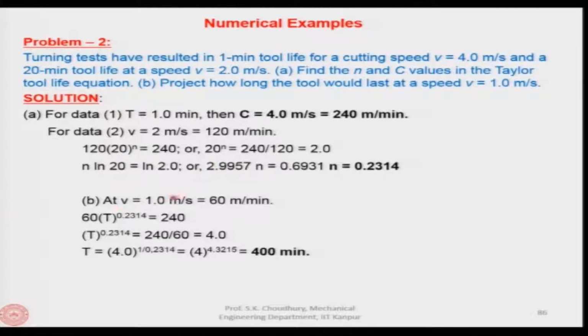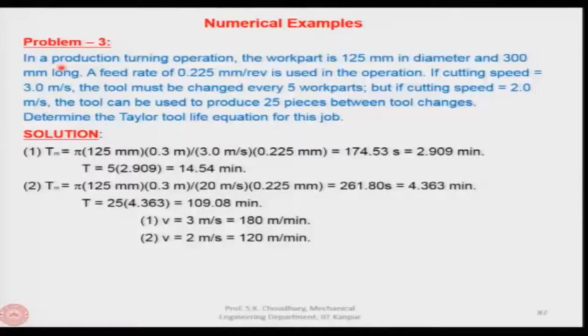So, at V is equal to 1 meter per second, which is 60 meter per minute, because in V t to the power n is equal to c, velocity is given in meter per minute and tool life is given in minutes. Here you put this value of V, 60; t is unknown, and n and c will be known. Find the value of t. So, this is easy once you know the formula, V t to the power n is equal to c, which is constant.